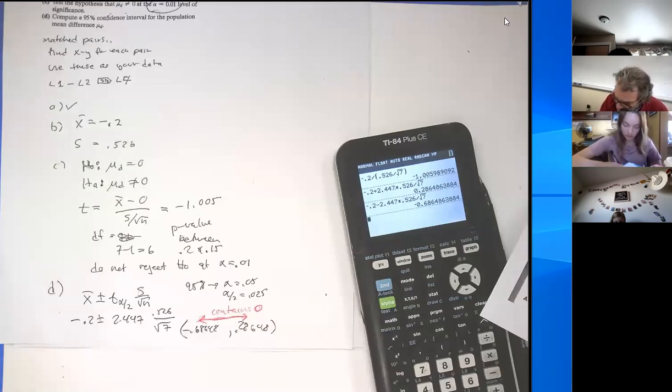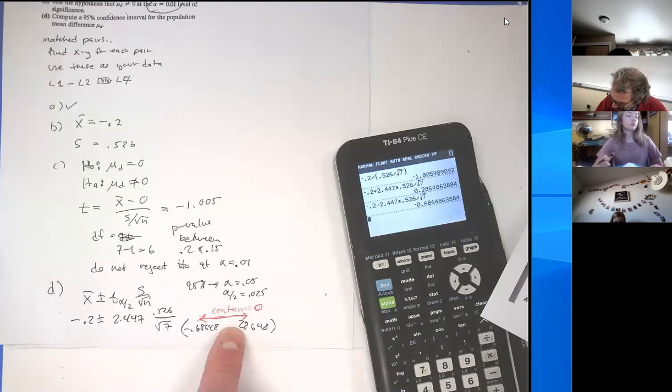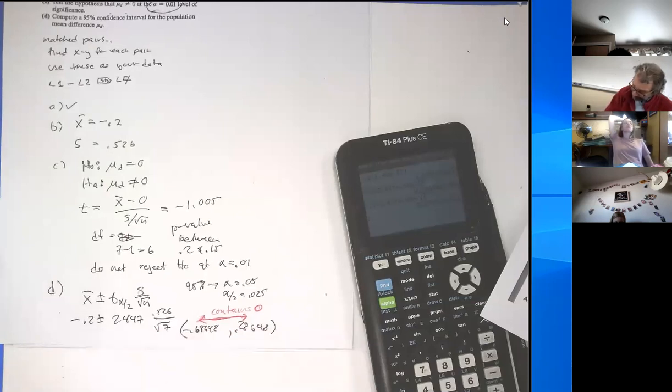And 0.01 is even more stringent. So if we had computed this interval first, we would have known that if a 95% interval contains 0, and the null hypothesis says that the mean is 0, then a level alpha equals 0.05 test would fail to reject the null hypothesis, because the interval says that 0 could be the mean, and that's what the null hypothesis says. So we did that.